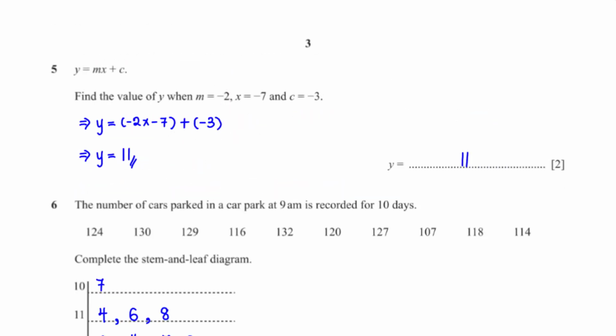y equals mx plus c. Find the value of y when m equals -2, x equals -7, and c equals -3. All we need to do here is plug in the values given for the letters into the equation. So we have y equals -2 times -7 plus -3. When we type this into the calculator, we get 11.